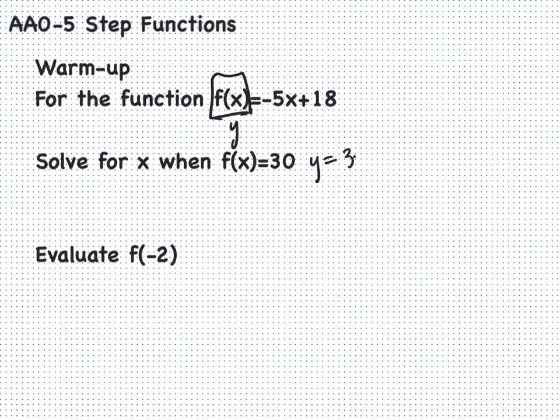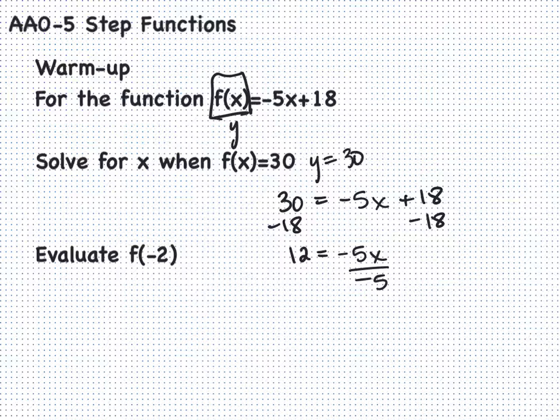So find x when y equals 30. So we can plug that in. 30 equals negative 5x plus 18. Subtract 18. So we've got 12 equals negative 5x. Divide by negative 5. And we're left with negative 2.4 equals x.